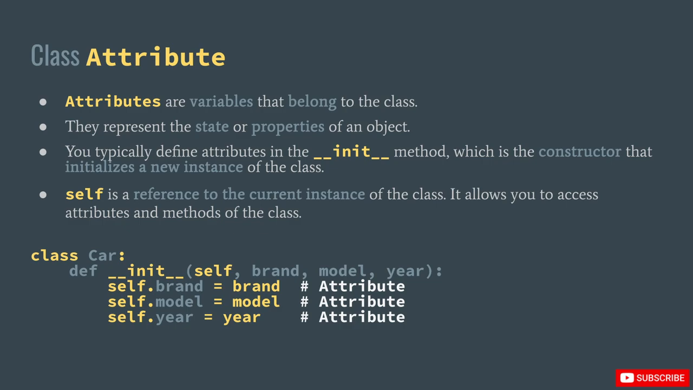In the example, we define a Car class with an init method that takes in the brand, model, and year as parameters. Using self, which is a reference to the current instance, we assign these values to self.brand, self.model, and self.year. Self allows each instance of the class to have its own unique set of attributes.